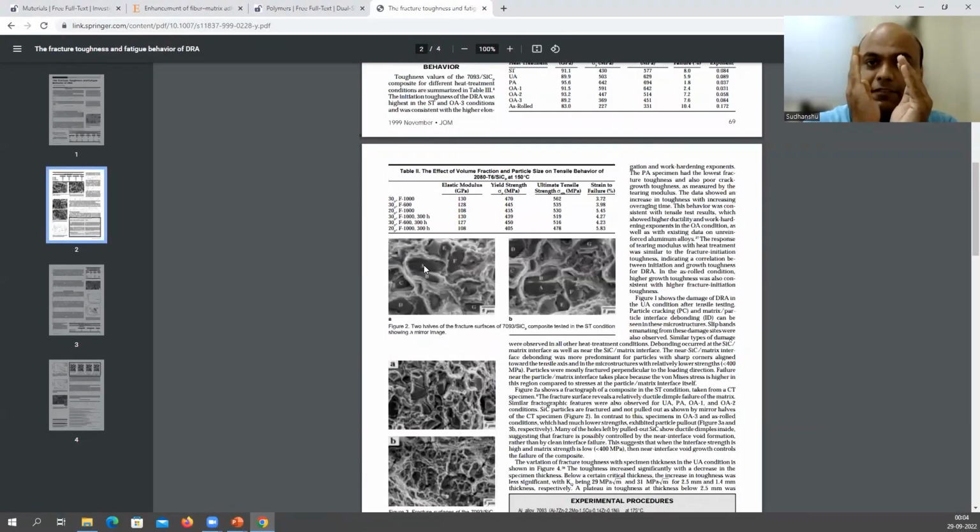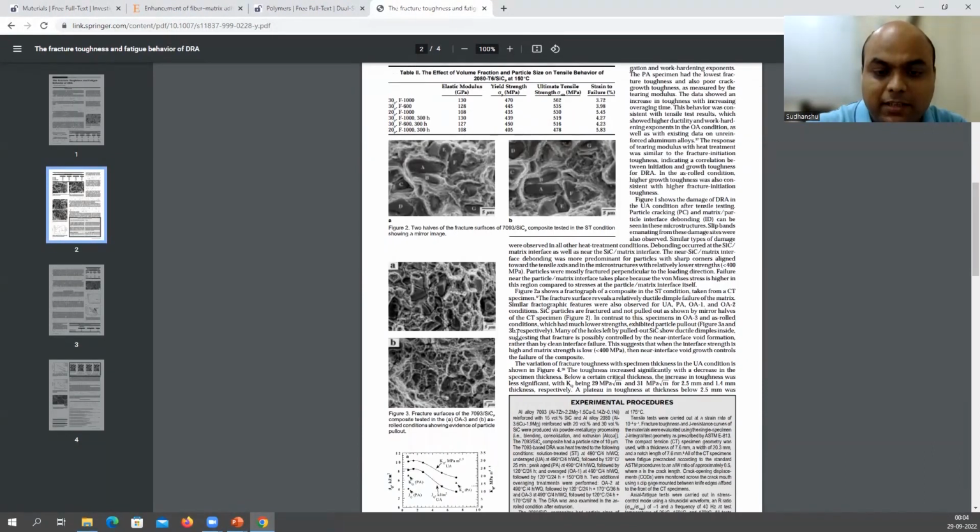So once a particle has fractured, one part will go to one fracture surface and another part will go to the other fracture surface. That is what you observe in these two images. So this A belongs to this A. Similarly, this B belongs to this B. So this is a case of particle fracture.